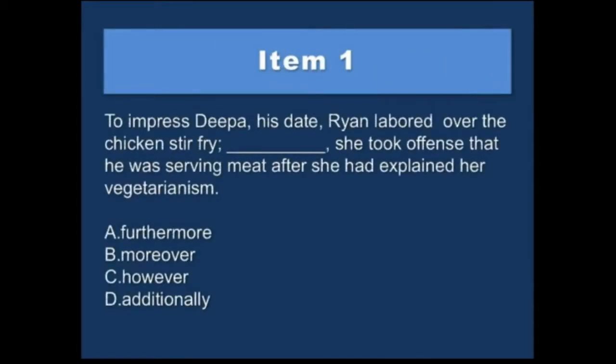Item 1. To impress Deepa, his date, Ryan labored over the chicken stir-fry. She took offense that he was serving meat after she'd explained her vegetarianism. Would you use letter A, furthermore, B, moreover, C, however, or D, additionally in this blank?